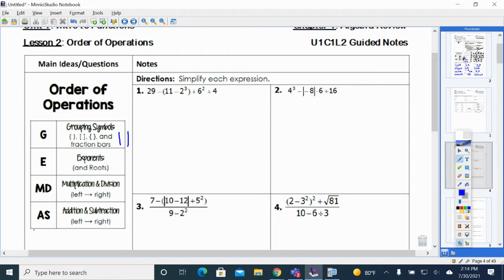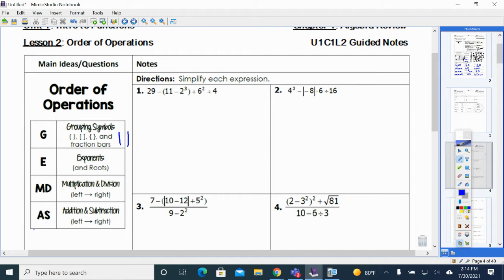Step number 3 is multiplication and division, moving left to right in the problem. Just like we read, we do math. The 4th step is addition and subtraction, again, moving left to right in the problem.